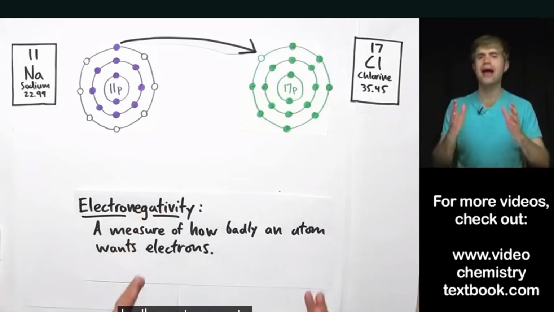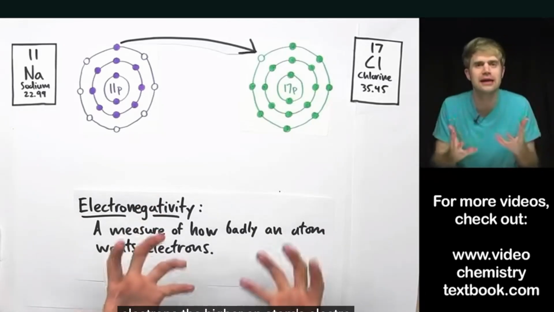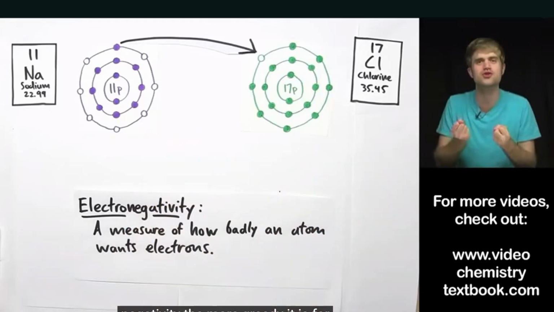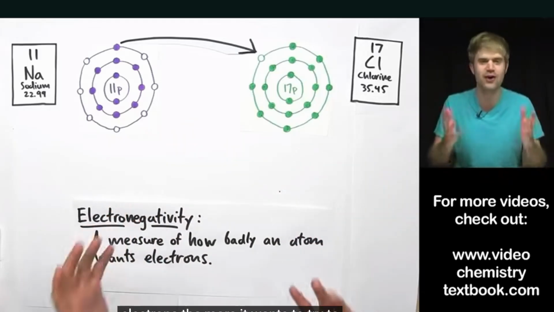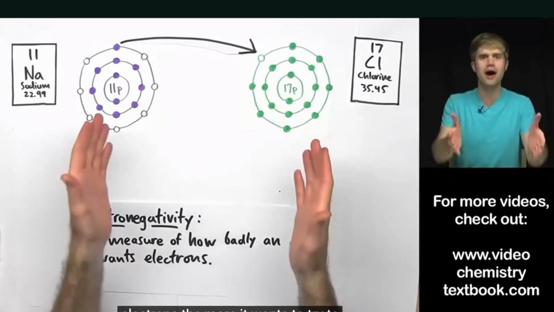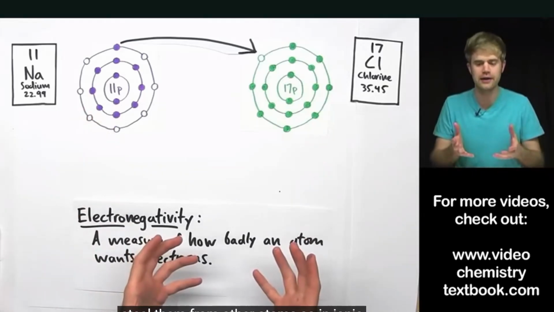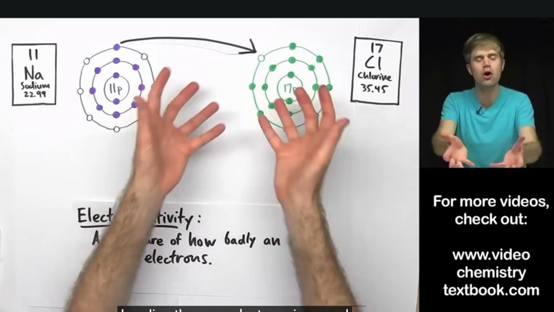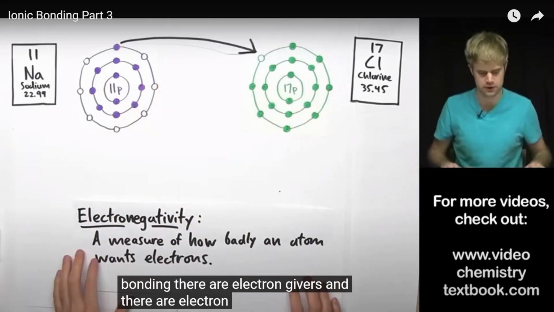The higher an atom's electronegativity, the more greedy it is for electrons, the more it wants to try to steal them from other atoms. So in ionic bonding, there are electron givers and there are electron takers. Who are the electron givers in ionic bonding? Metals. Metals, yes.